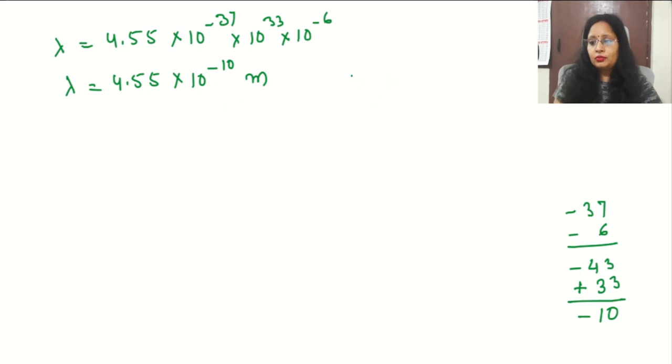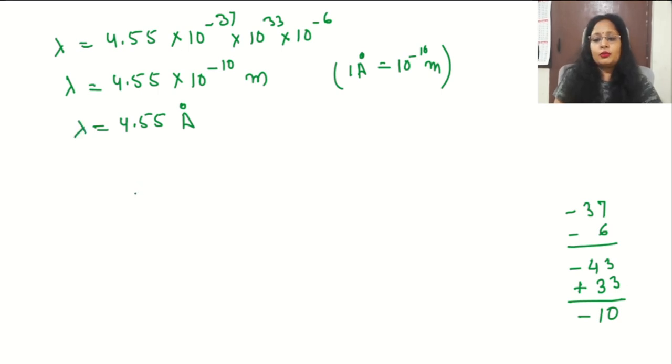And we know that 1 angstrom is equal to 10 to the power minus 10 meter. So we can write this in terms of angstrom. It will be 4.55 angstrom. This also will be our answer.